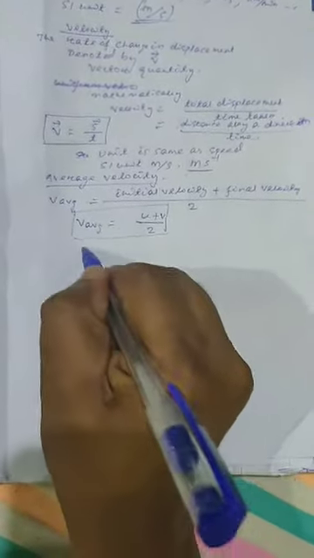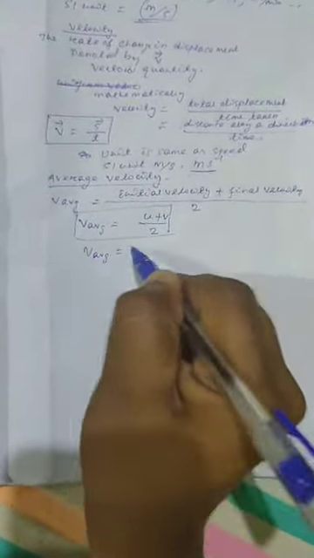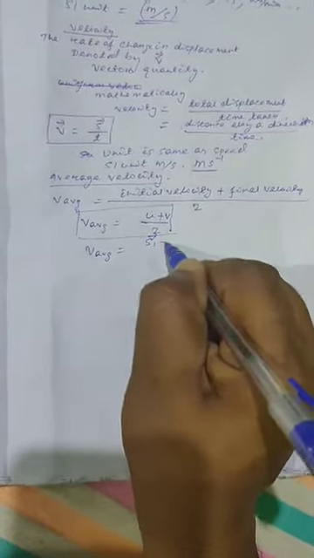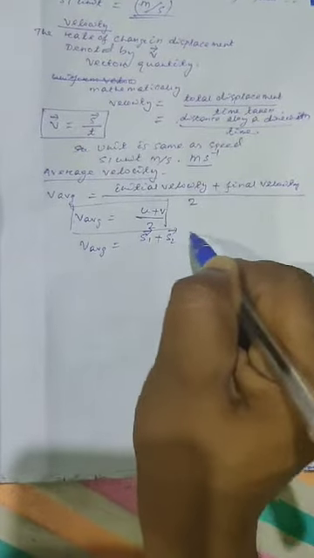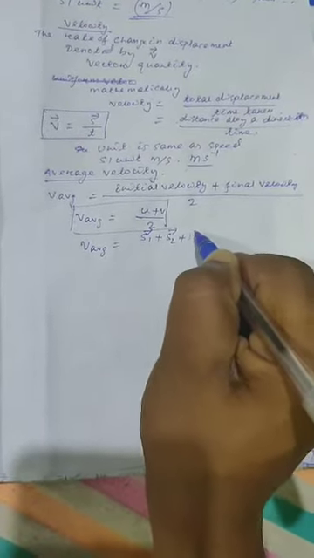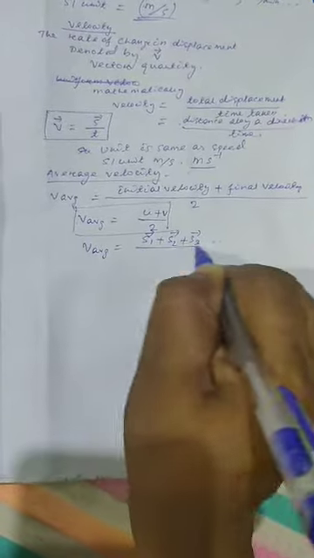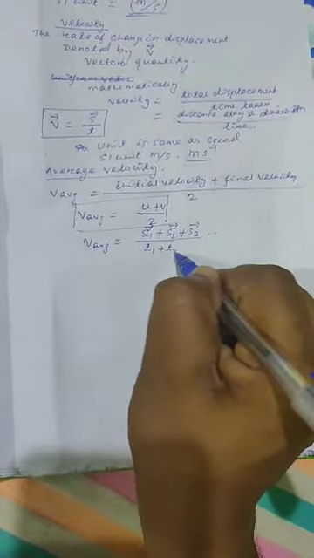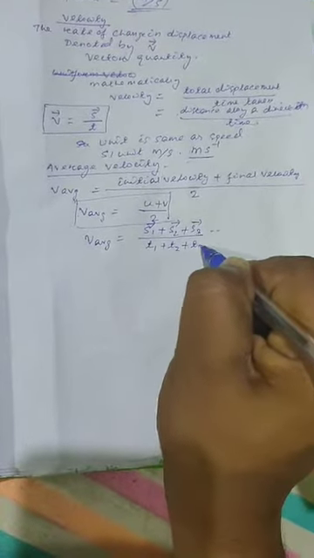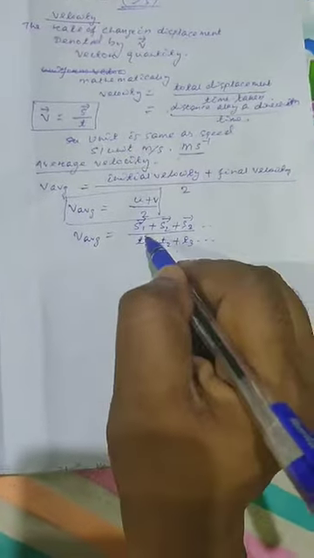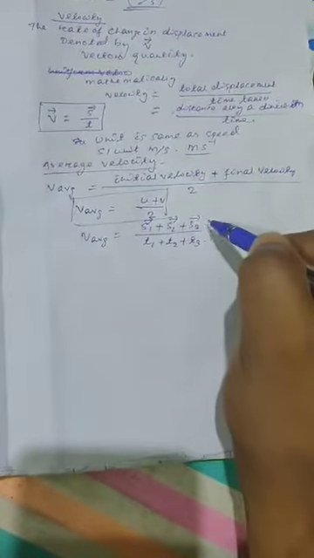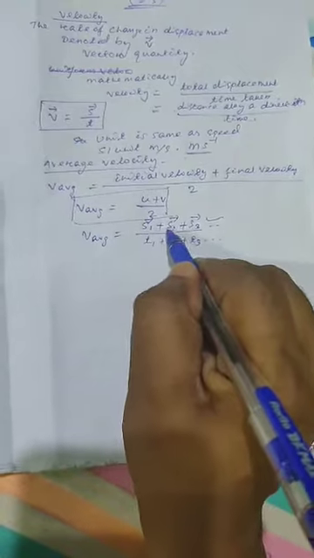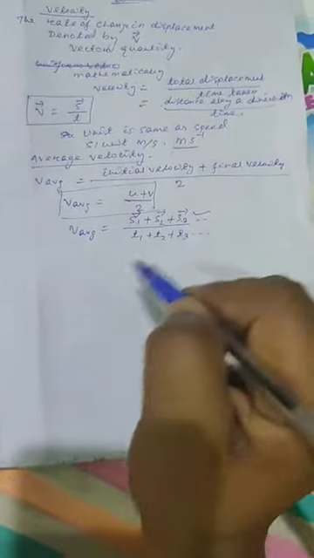Also, average velocity can be calculated like speed: displacement 1 plus displacement 2 plus displacement 3, and so on, by time 1 plus time 2 plus time 3, and so on. One main point you have to remember is that these displacements may not have the same sign.